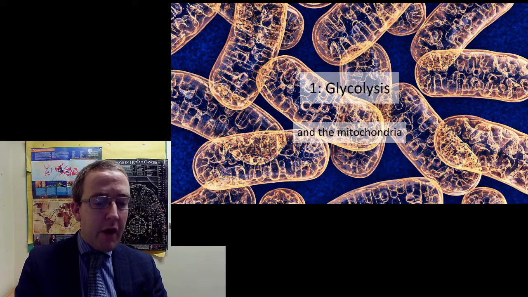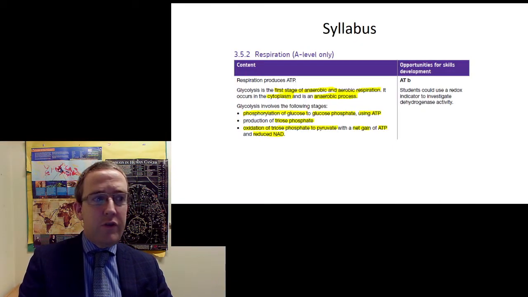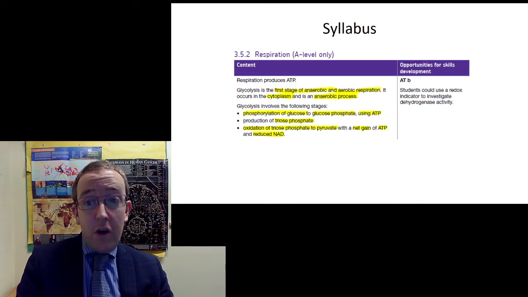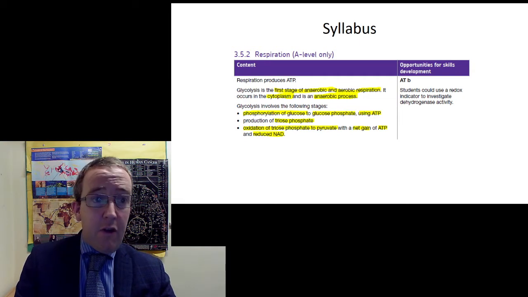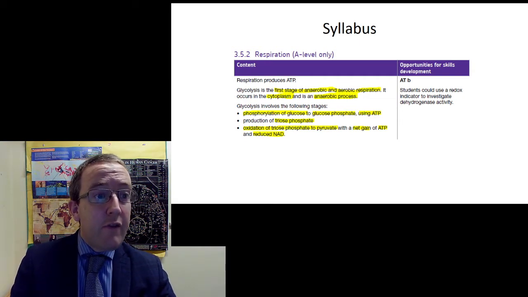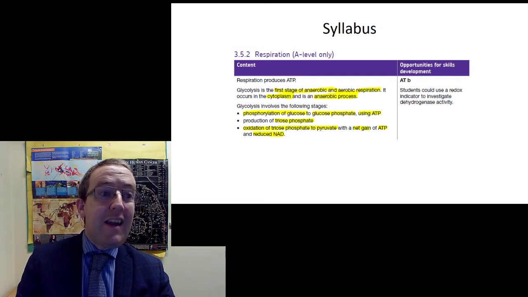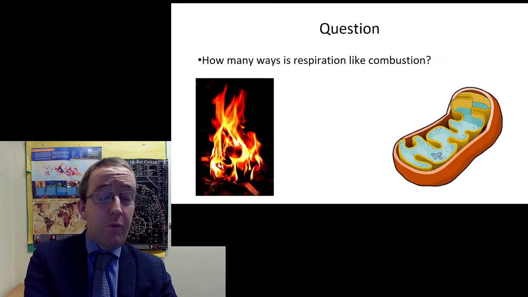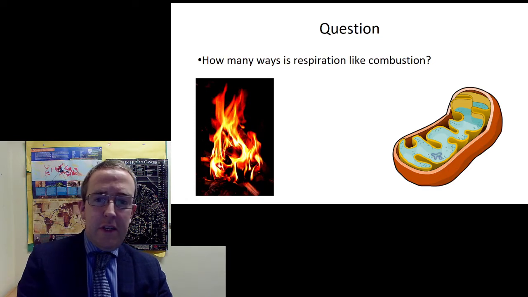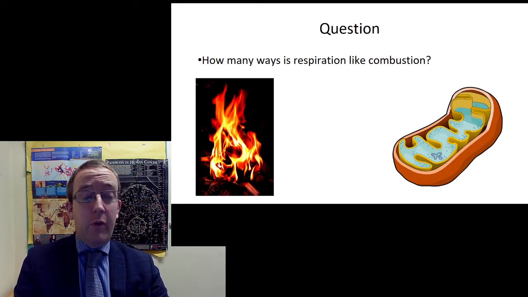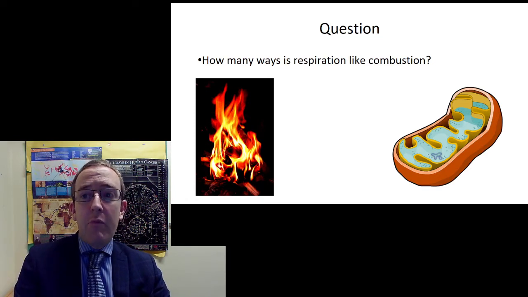Okay, a little reminder of hopefully some stuff that you should have done already. So glycolysis, being the first stage of both anaerobic and aerobic respiration, occurs outside the mitochondria. The rest of this material ends up inside the mitochondria. So start with this question, which is actually more of a sensible question than it looks initially. How many ways is respiration like combustion?